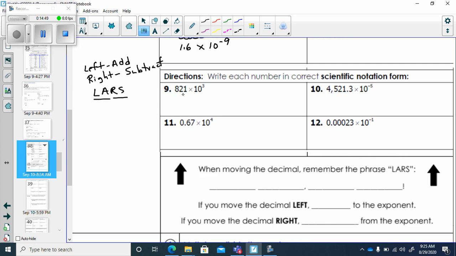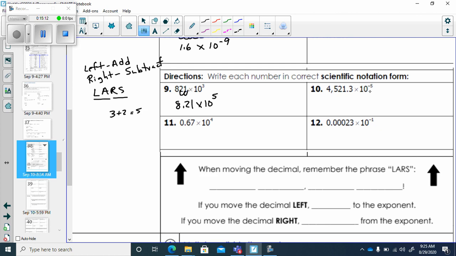In this case, to write in correct scientific notation, I'm going to need to move the decimal 2 places. I moved it left, didn't I? If I go left, I add to the exponent. I move 2 places, so I add 2 to the exponent. 3 plus 2 is 5. 8.21 times 10 to the 5th.